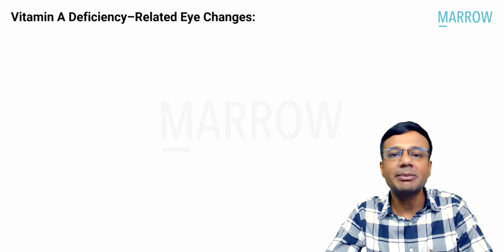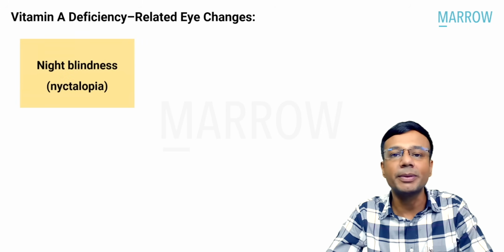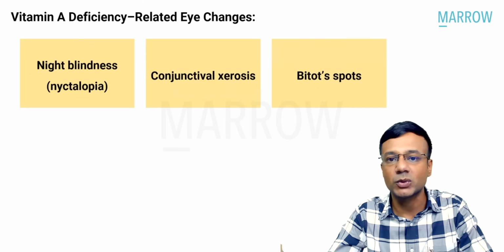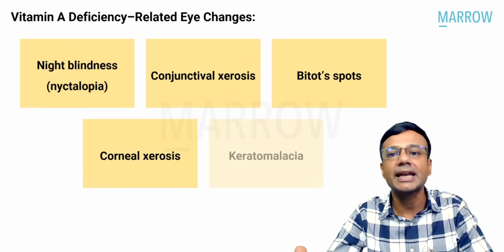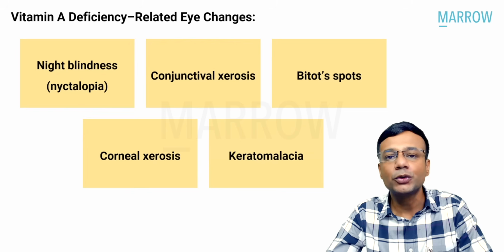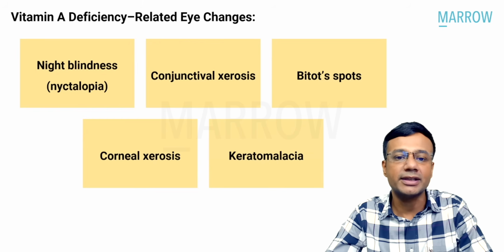So what are the different vitamin A deficiency related eye changes? Number one, we could have nyctalopia or night blindness, which is more of a symptom. We can look for conjunctival xerosis and Bitot spots. These two are conjunctival changes. Under cornea, we look for corneal xerosis and keratomalacia or corneal ulceration. So one symptom, two features in the conjunctiva and two features in the cornea.